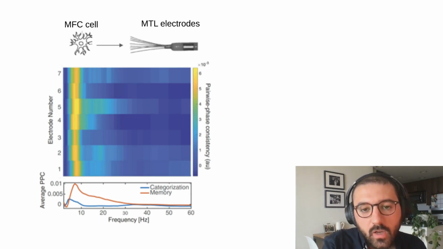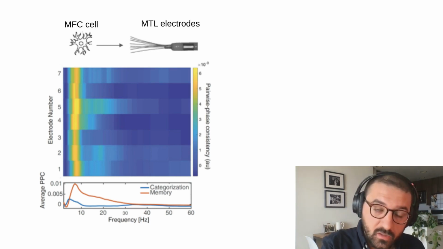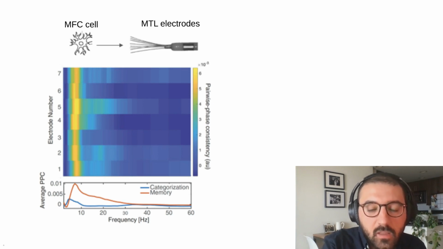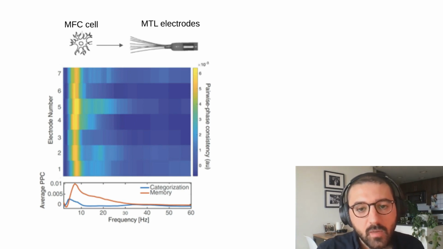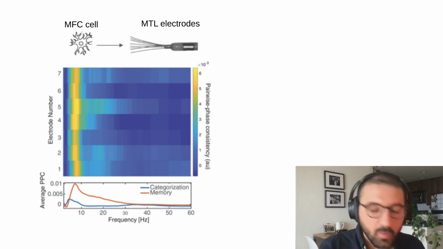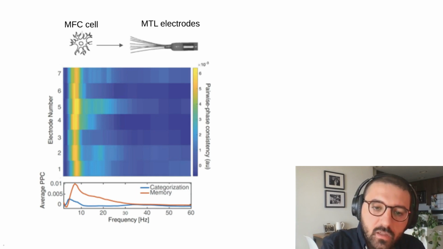I'm showing here an example cell in the medial frontal cortex, and specifically in the dorsal anterior cingulate cortex, and the degree to which the activity of the cell synchronizes with oscillations in the hippocampus across these 7 electrodes. At the very bottom of this plot, you'll see that I've split this metric of pairwise phase consistency as a function of the task that the subject was performing. What you can already appreciate is that this synchrony at roughly 7 hertz or so, which is in the theta range, is much stronger during the memory task than it is during the categorization task.